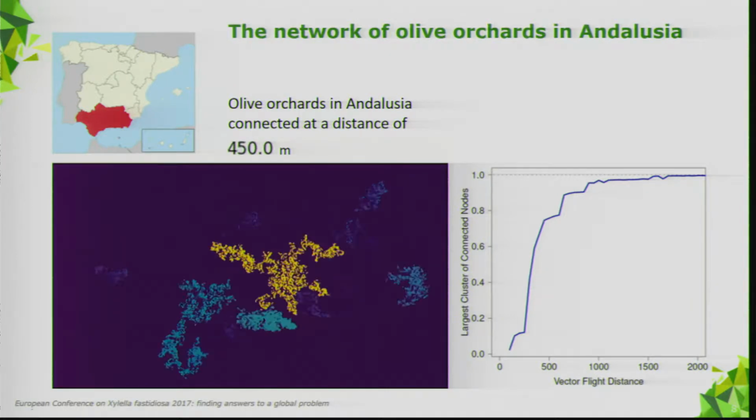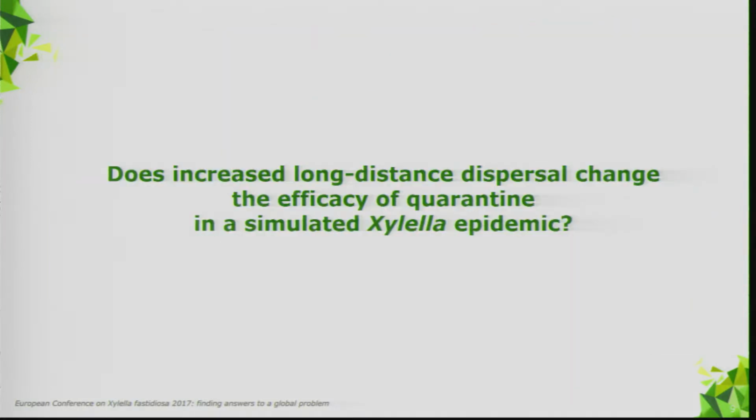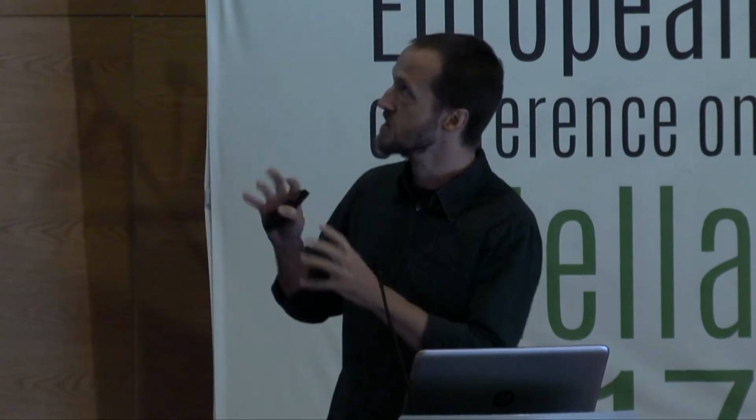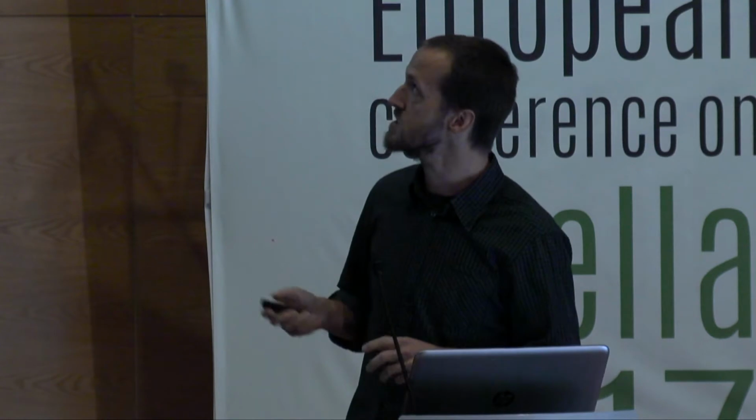And we're using now this network to address another question, which actually is a natural segue, I think, of the earlier talks. We're asking how increased long-distance dispersal can change the efficacy of quarantine in a simulated Xylella epidemic. So I'm going to break down this question to show you how we address the different components of it. So, a simulated Xylella epidemic. I'm going to use this cartoon because we can't draw the network of more than 2 million olive orchards that we're actually analyzing in Andalusia.